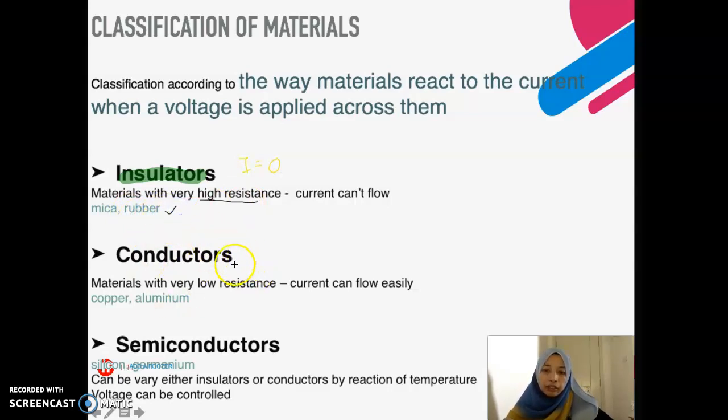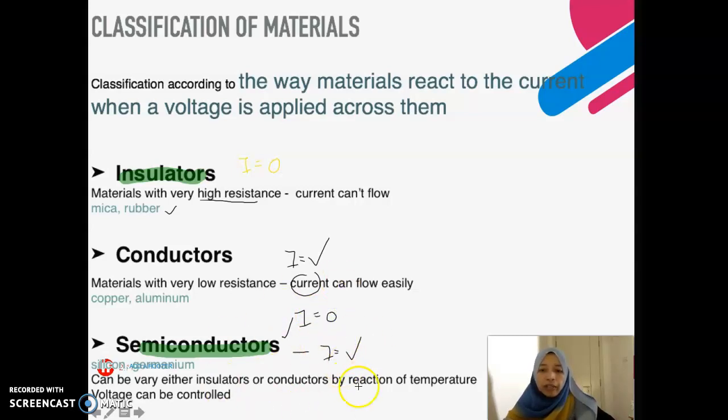Conductor. What does it mean by conductor? Anything that can conduct electron, right, can conduct current. Means there will be a current here. The example is copper and aluminium. And the last one that will be the highlight for today's chapter is the semiconductor materials. So semiconductor is between insulator and conductor. So what does that mean? It can conduct and it also can be insulator. Sometimes it will have no current, sometimes it will have a current.